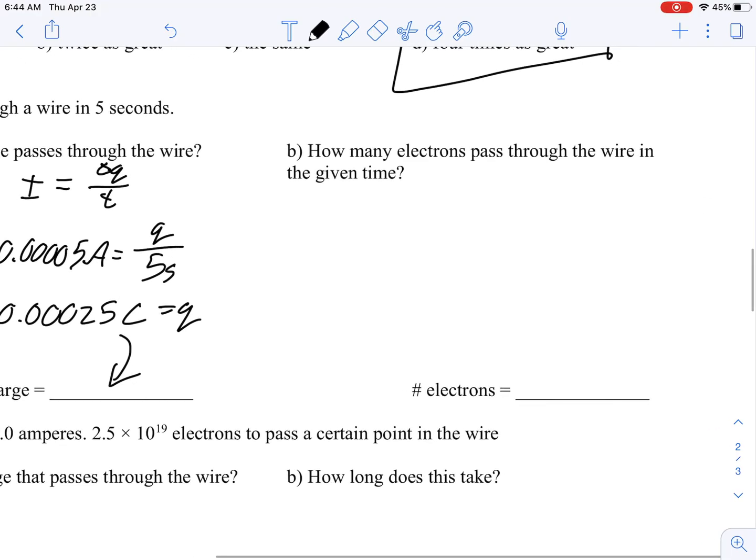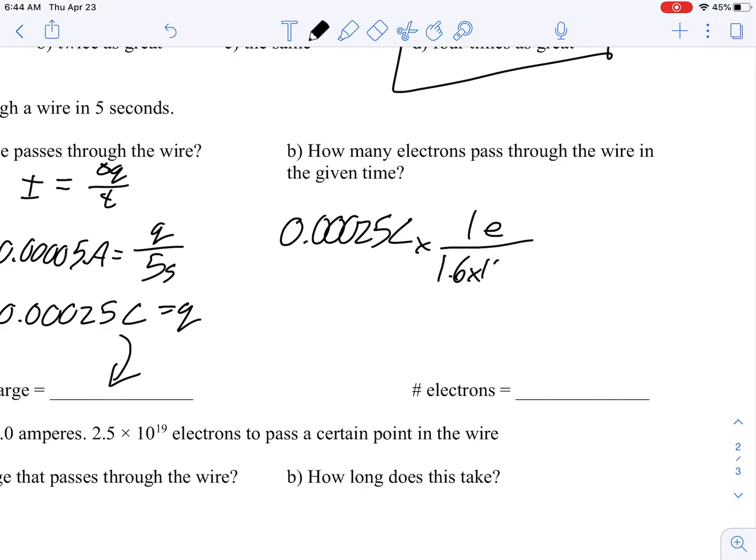Now, how many electrons is that? Well, we have 0.00025 coulombs, and you multiply by 1 elementary charge over 1.6 times 10 to the negative 19 coulombs. That cancels. So let's see that divided by 1.6 times 10 to the negative 19. We get 1.56 times 10 to the 15 elementary charges.